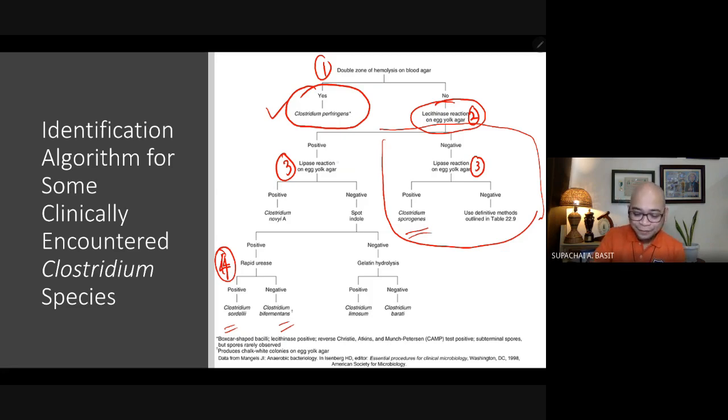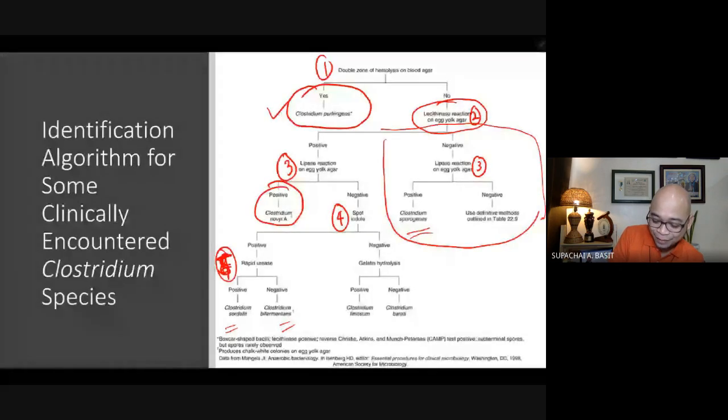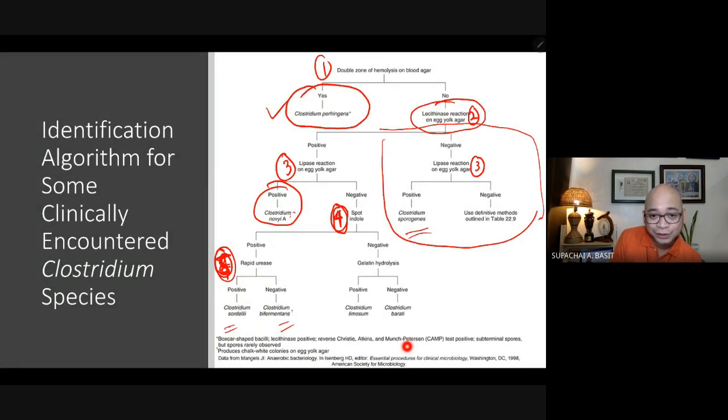Okay, but if you have a negative reaction in the lipase reaction, then you can do another test. So this is the fourth test for this particular pathway. I'm sorry, if it's positive in the lipase reaction, that is the end of the algorithm, because you now have Clostridium novyi, so I stand corrected. So you do first the fourth test, which is a spot indole test. If it's positive, you do the fifth test, which is the rapid urease test. If it's positive in the rapid urease test, you're dealing with Clostridium sordellii. If it's negative, then you're dealing with Clostridium bifermentans.